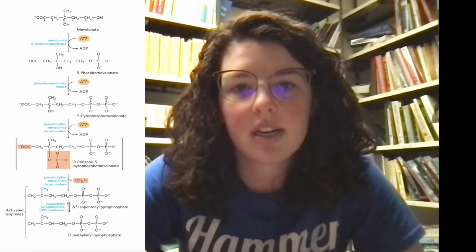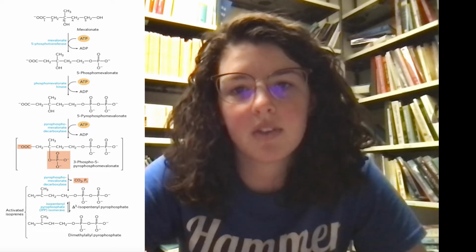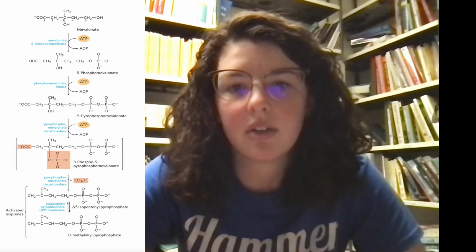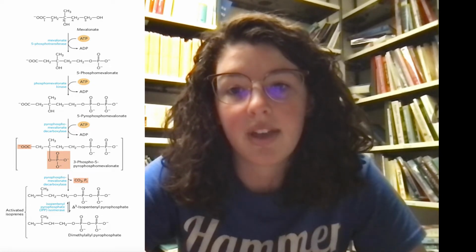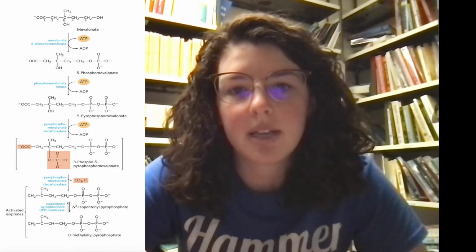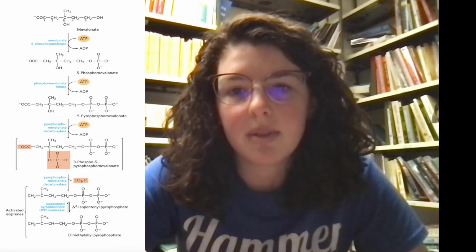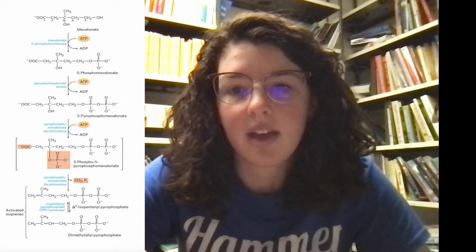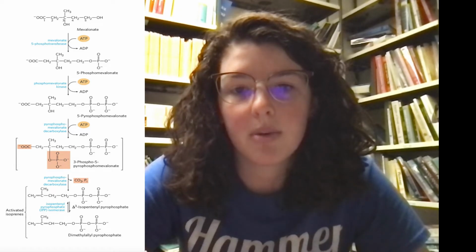Mevalonate is converted into two activated isoprenes. The first three sub-steps of this process occur when a phosphate group is transferred from an ATP molecule to mevalonate. Each of these sub-steps has a different enzyme that's used. The enzyme that converts mevalonate to 5-phosphomevalonate is mevalonate 5-phosphotransferase, and it will add the phosphate group to the fifth carbon.